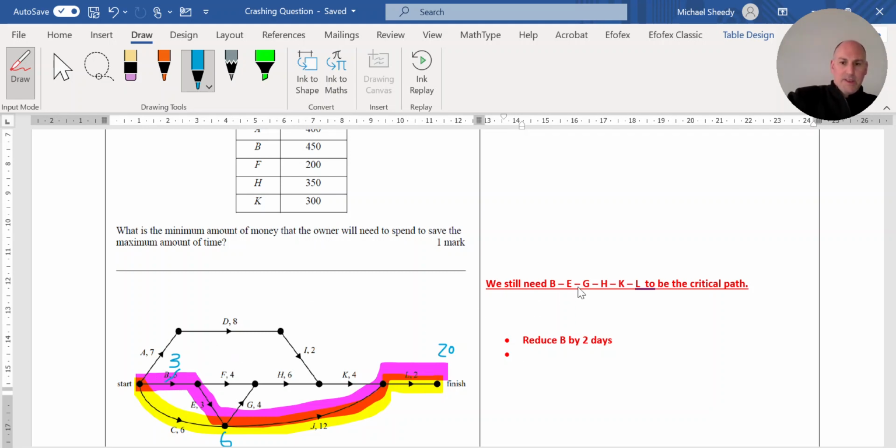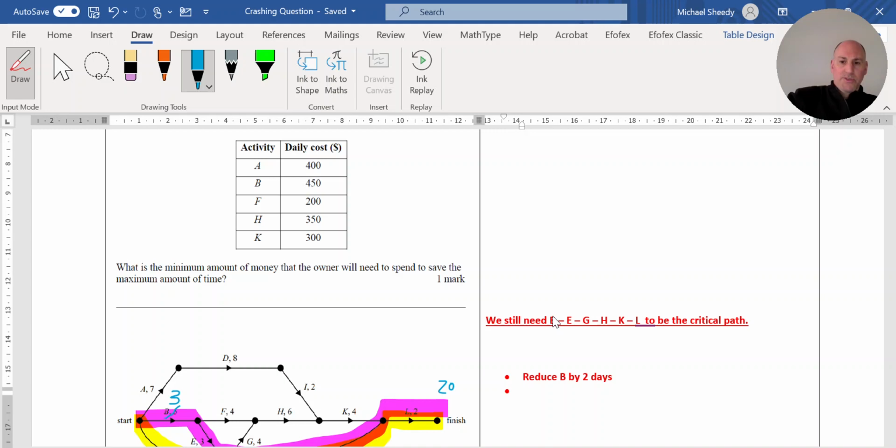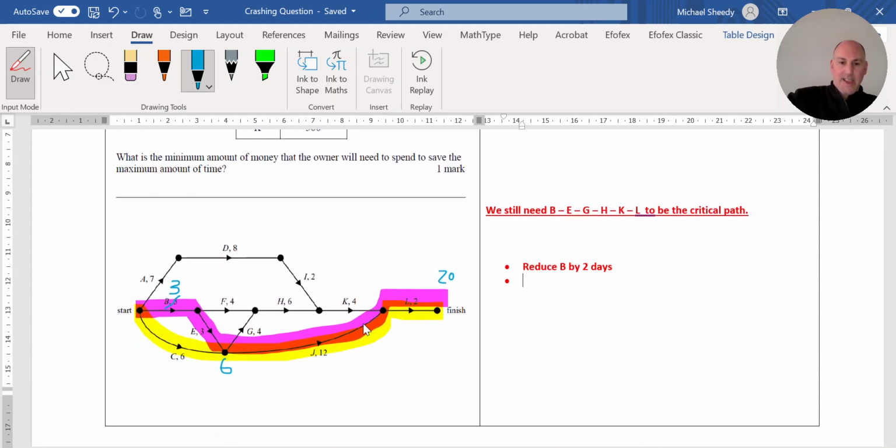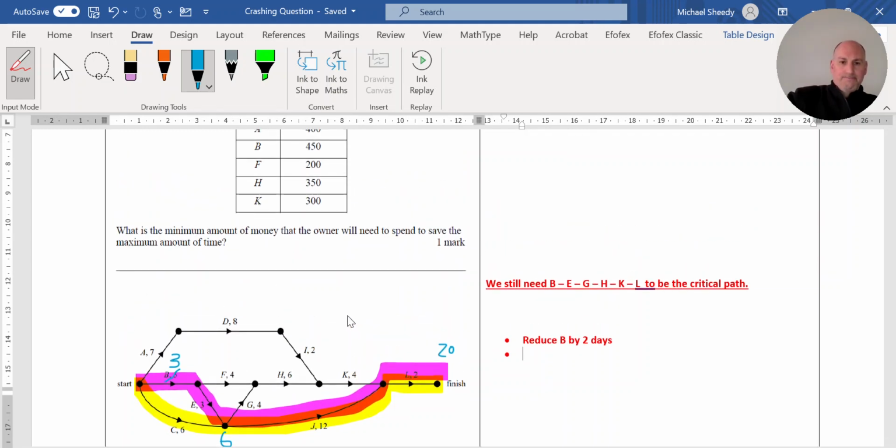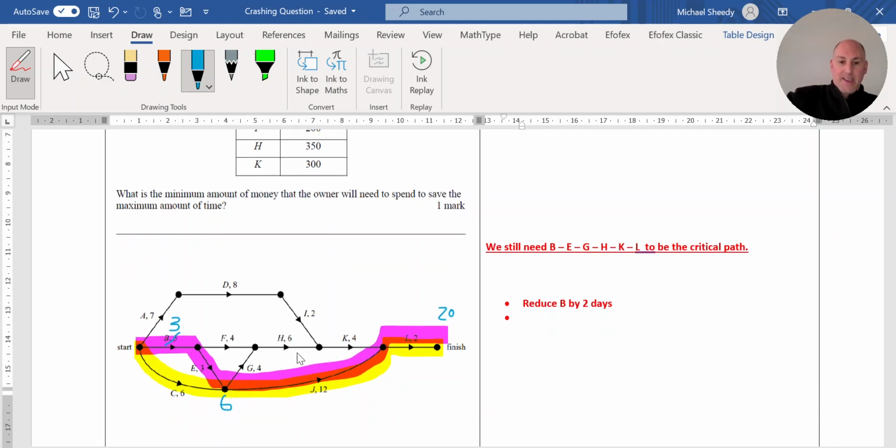So, looking at that path, B we've already reduced. E is not an activity I can reduce. G is not. H and K are. H and K are activities that I could reduce. Now, having a look at the cost of those, it's cheaper to reduce K. And the idea is, what's the minimum amount of money? So we're better off reducing K rather than H because it's cheaper. So that's why I'm going to reduce K.